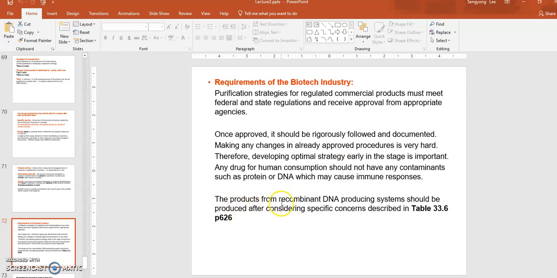And then the products from recombinant DNA producing systems should be produced after considering specific concerns. So many people are concerned with recombinant DNA, so there are guidelines about using those. Take a look at your textbook about that.